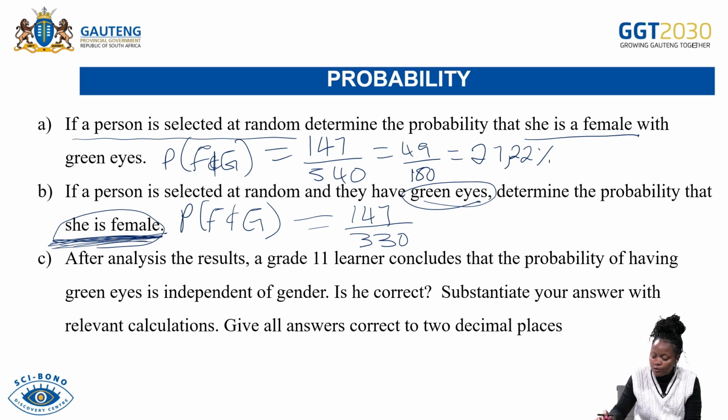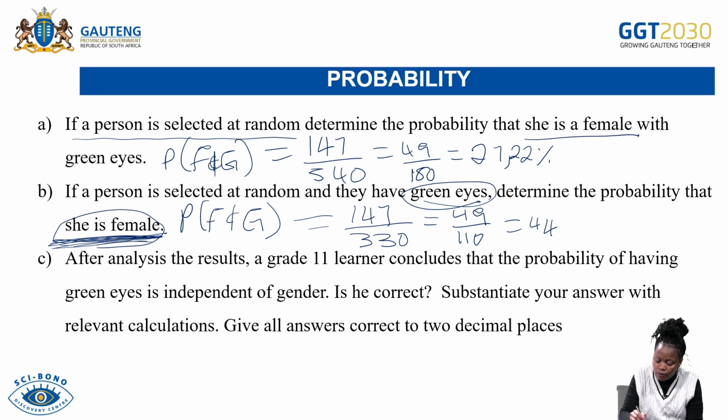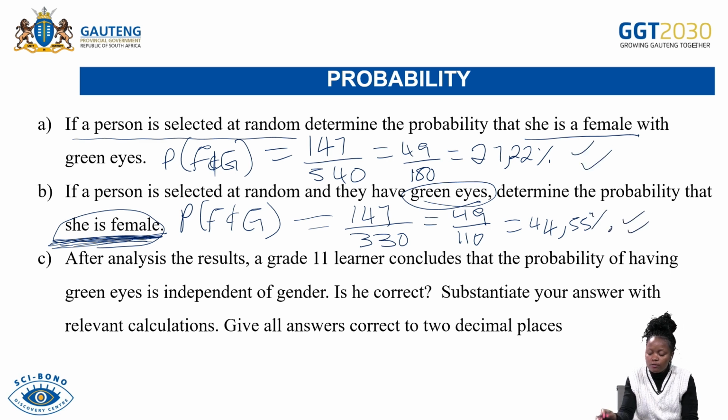So you say 147 divided by 330 and you'll get 49 over 110. Then if you multiply that by 100, you will get 44.55%. Then again, you get your full marks. Right? I hope you understand. The sample space, we need to reduce it to people with green eyes.